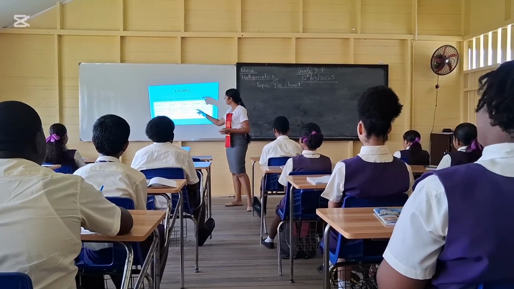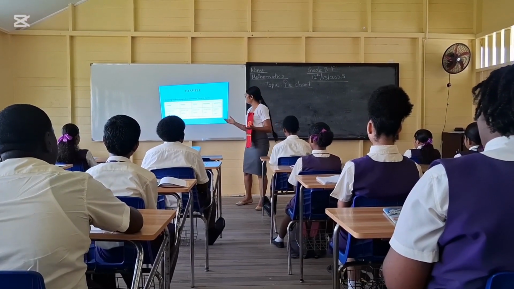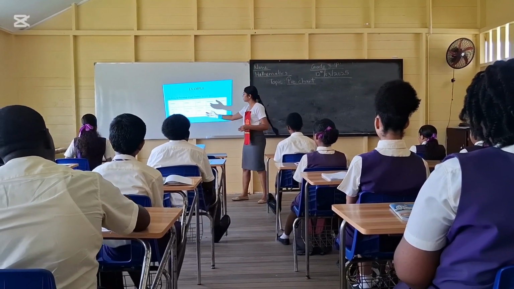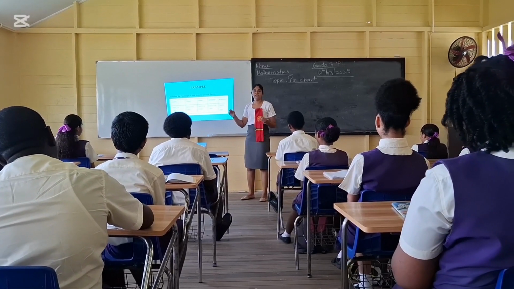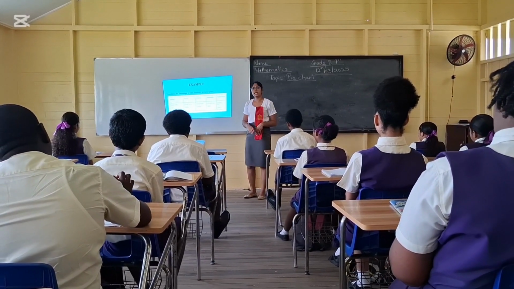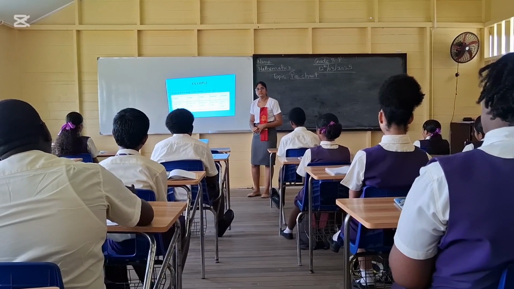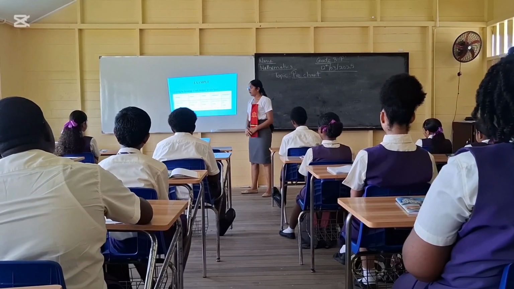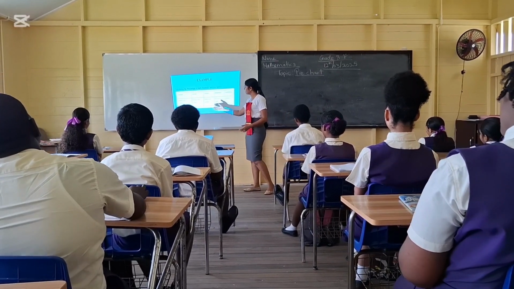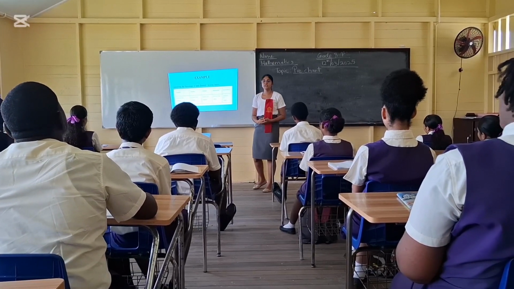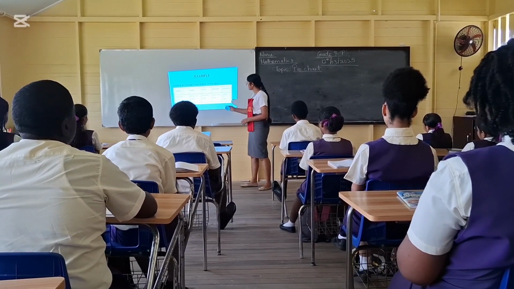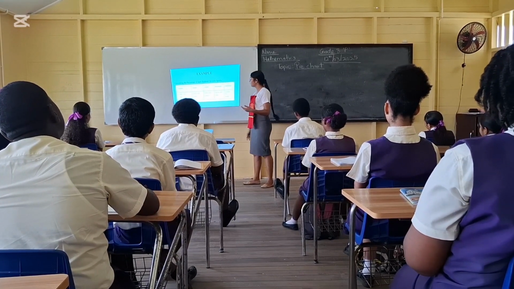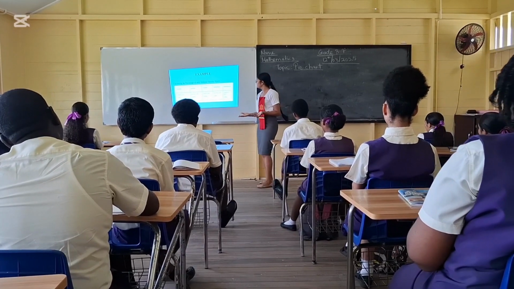Good. Let's find the percentage for football. How many students play football? 10. So 10 over the total, which is 40, times 100 will give you how much? 25%. Because percentage is out of 100. Very good. Hockey. How many play hockey? 5 students. 5 over 40 times 100 will be 12.5%. Cricket. How many? 5. 5 over 40 times 100 will give you 12.5% as well. Isn't that so? Yes. Good.